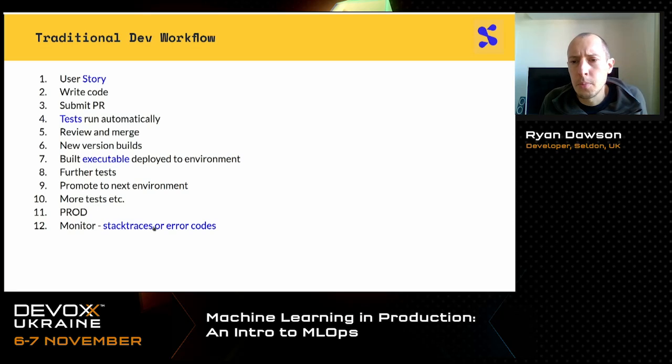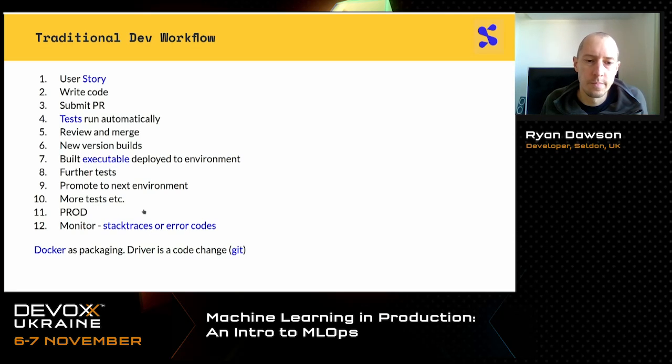The pipeline producing these builds and running the tests will most likely be a CI system, like Jenkins. The driver for the pipeline will most likely be a code change in Git, and the artifact we're promoting will probably be an executable inside the Docker image.